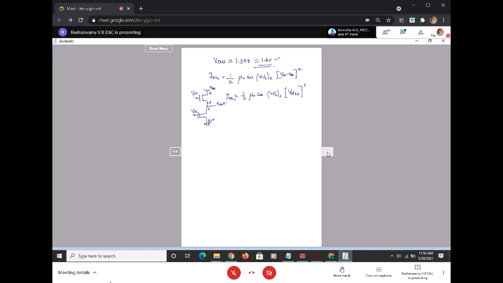Can anyone tell me how come VDS2 is equal to VB minus VTH? Since M2 is also operating in saturation. Okay, M2 also operates in the saturation region. So we know that for the saturation region, the VDS2 should be VGS2 minus VTH. And what is VGS2? The gate voltage is VB, minus the source voltage at 0, minus VTH.